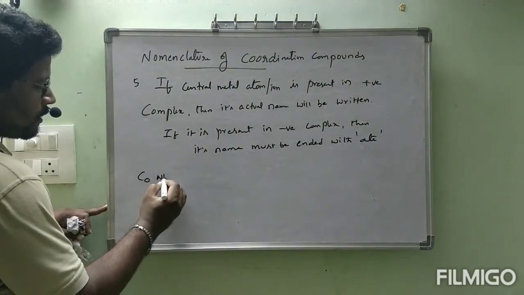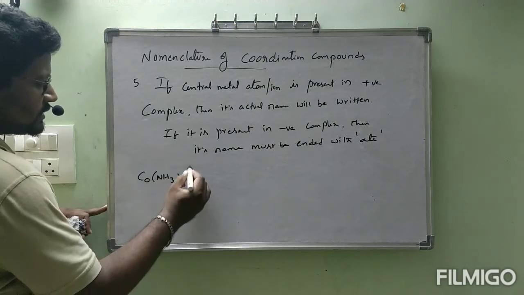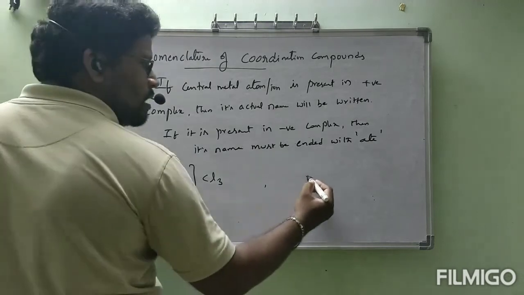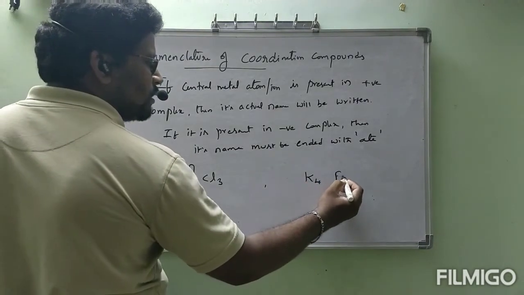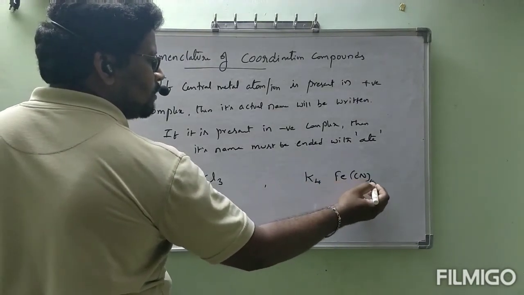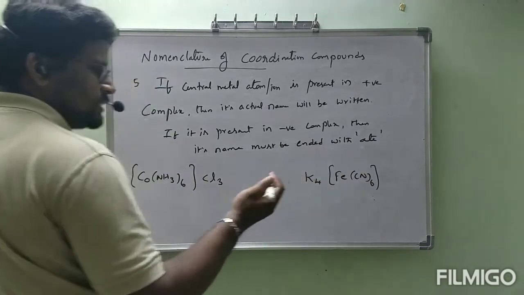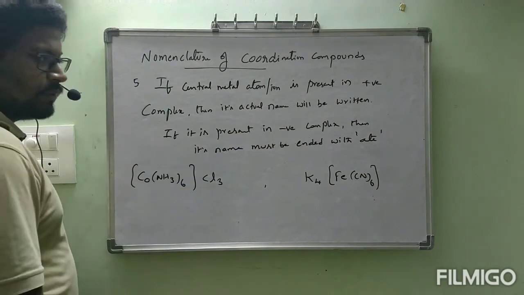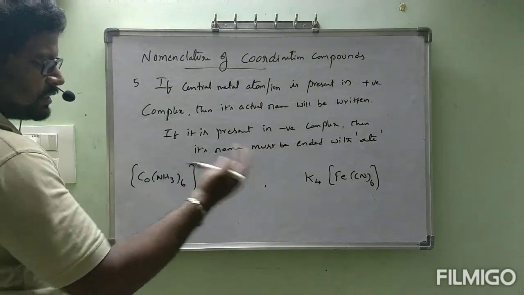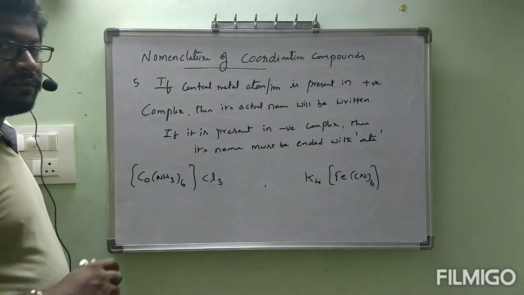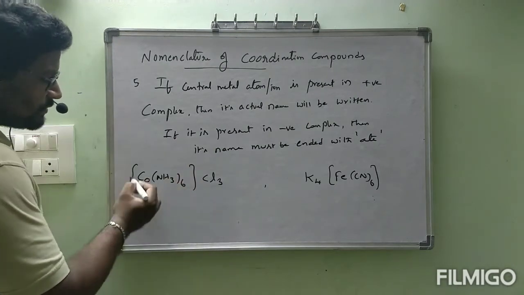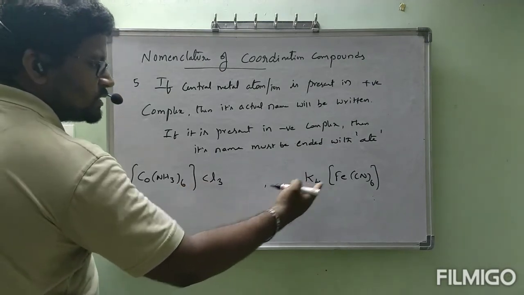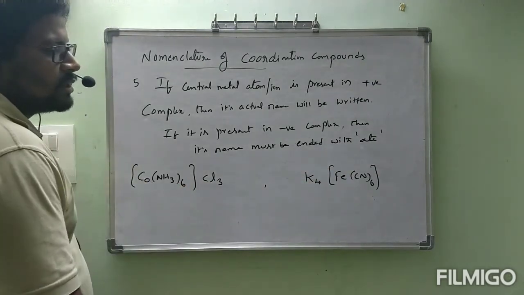[Co(NH3)6]Cl3 and K4[Fe(CN)6]. Two complexes like this we have. This one complex and that complex are different. In what way? Here the square bracket is present first, later the negative ions. Here first the positive ions, later the square bracket.